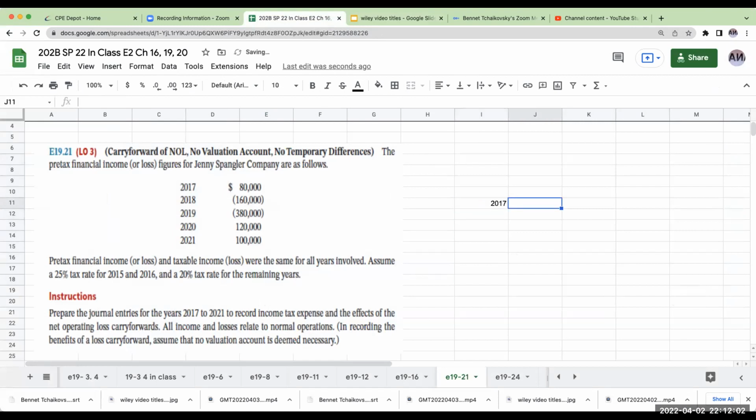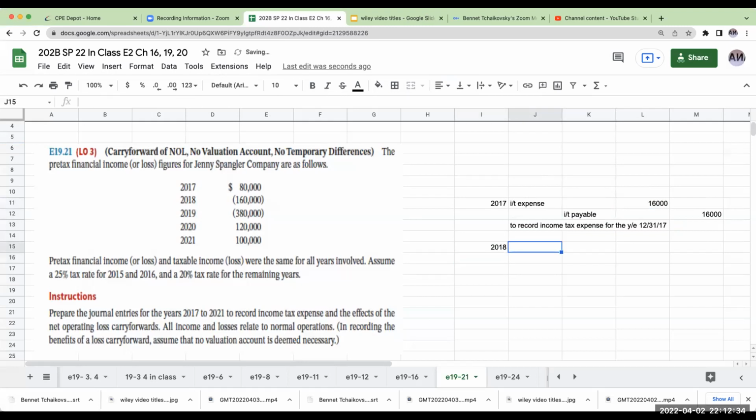For 2017, we're going to have income tax expense, and this is going to be 80,000 times 0.2. And we're going to have income taxes payable over here, to record income tax expense for the year ended 12/31/17. Okay, let's go to the next one for 2018.